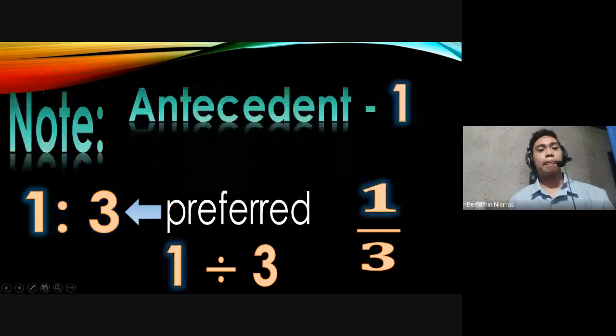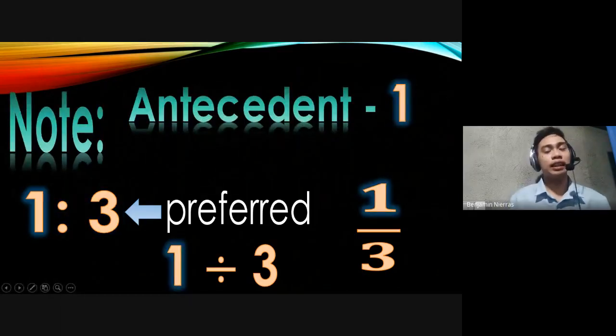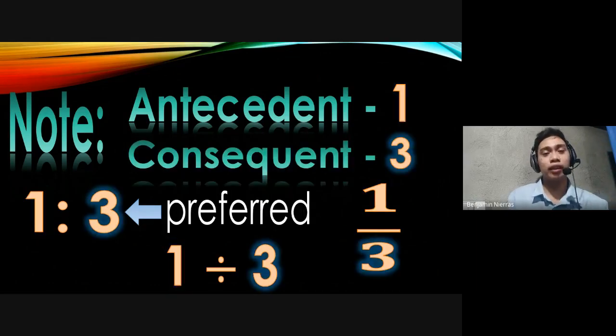So take note that the numerator is the antecedent. The numerator is called antecedent. So here, the numerator or antecedent is 1, and our consequent, the denominator, is 3. So all the denominators are called consequent.